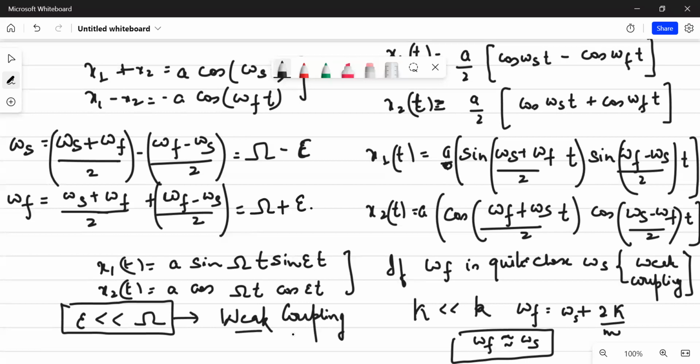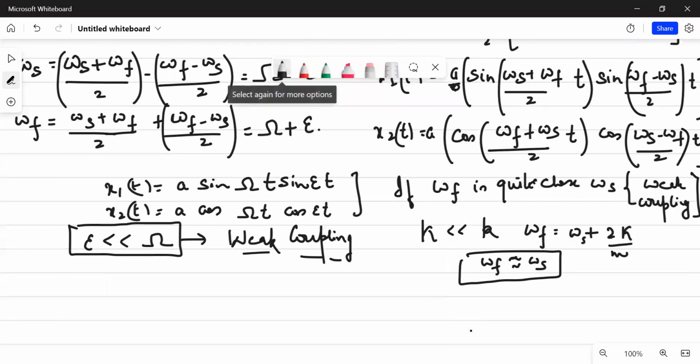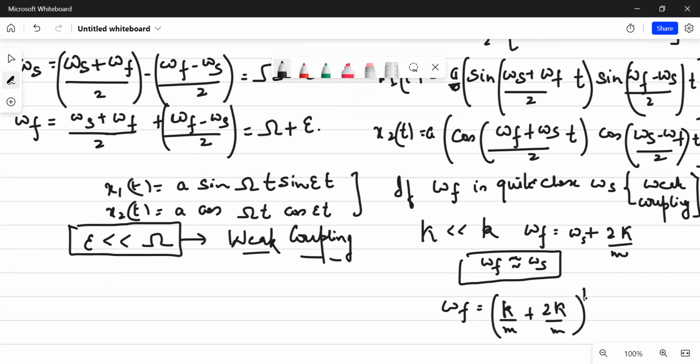And this we did yesterday also. No? I expanded this term, if you remember. I wrote omega f is equal to square root of k upon m, and then I wrote it as 2 kappa upon m, raised to the power 1 over 2, and then I took a binomial expansion of it, provided that your kappa is very, very less than k. So what will happen?